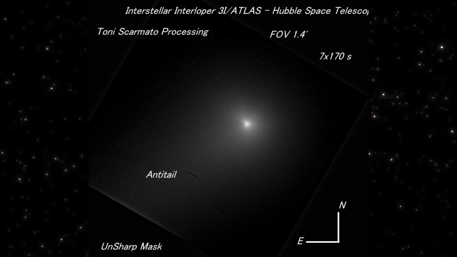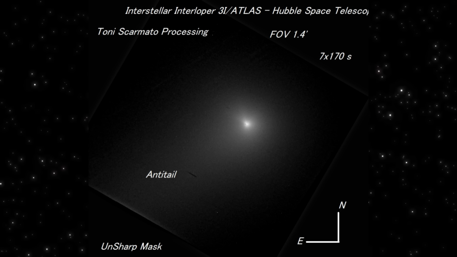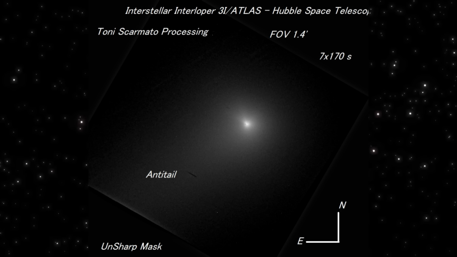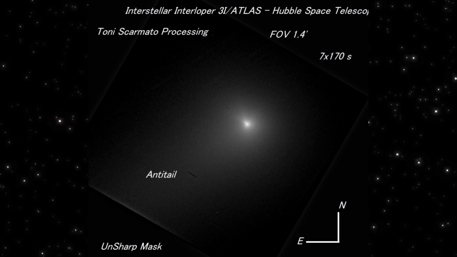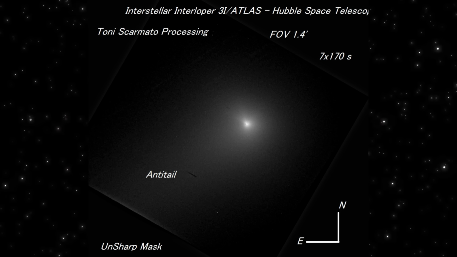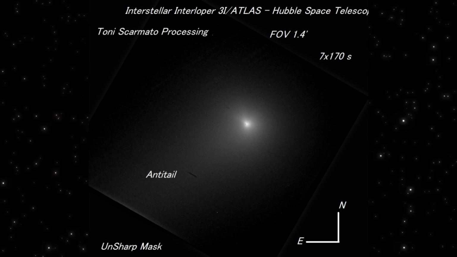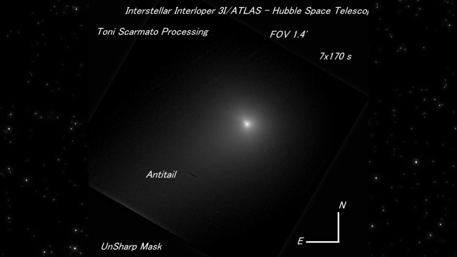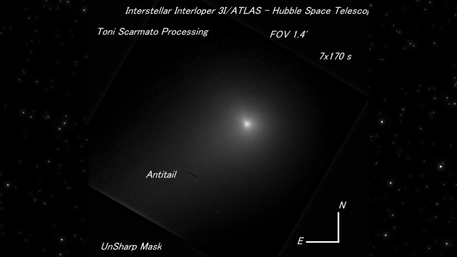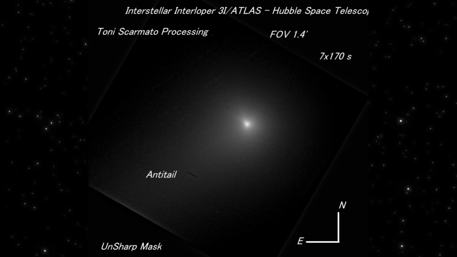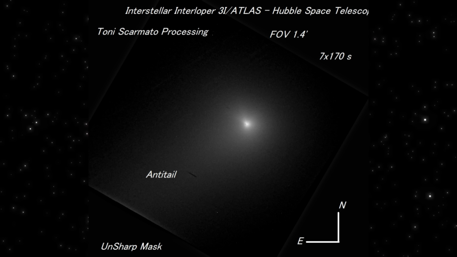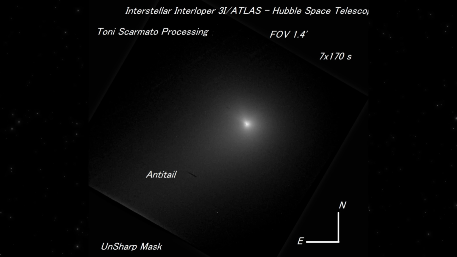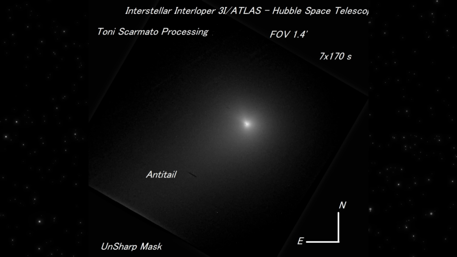You can also clearly see the antitail. An antitail is not a second tail pointing randomly. It is a projection effect caused by viewing geometry and dust distribution. In other words, this is expected comet physics. The key takeaway from this panel is coherence. A stable coma, a defined dust structure, nothing chaotic.